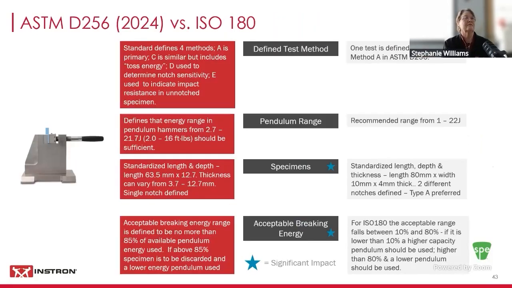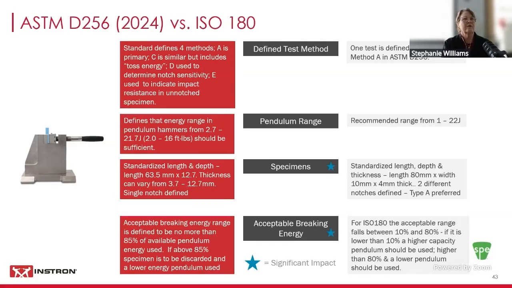ASTM D256, we look at the same. D256 actually defines 4 different test methods in the standard itself. Method A is the most commonly used. They have C, which is similar to A, but we add in a calculation for how much energy it takes to toss the top half of the sample away. D is used to determine notch sensitivity. Here we change the profile of the notch to see how sensitive to impact resistance different notches could be. In E, we actually take the Izod sample, rotate it 180 degrees, put the notch facing away, and try to get an understanding of the impact energy for unnotched samples.